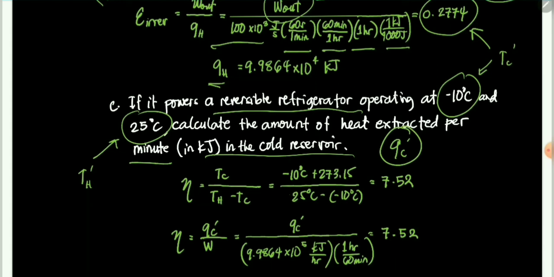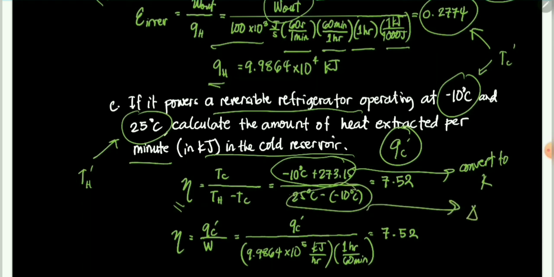So, to be able to get QC prime, kunin muna natin yung coefficient of performance, TC over TH minus TC. So, i-convert again sa Kelvin yung nasa taas. Convert to Kelvin. And then, kunin lang natin yung difference. Kasi yung delta T ng degree Celsius, again, is equal to delta T ng Kelvin. Okay? So, makukuha natin yung N or yung coefficient of performance, 7.52. So, 7.52 is also equal to the QC prime over the work.